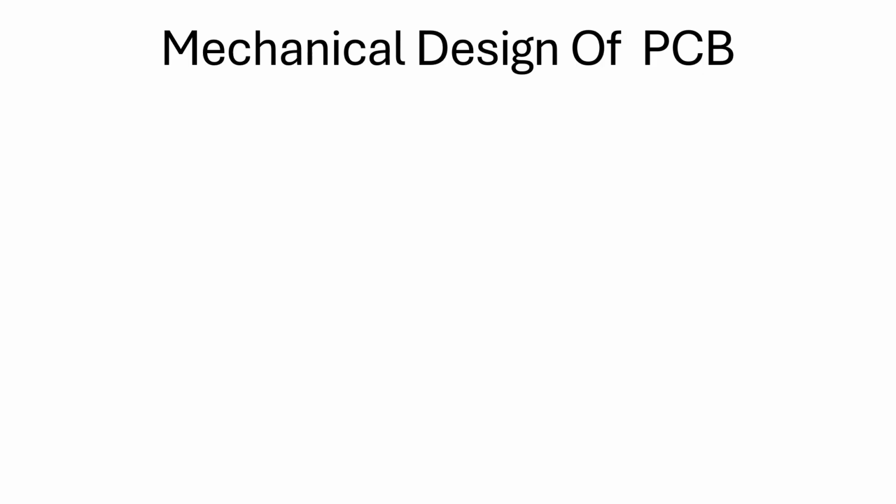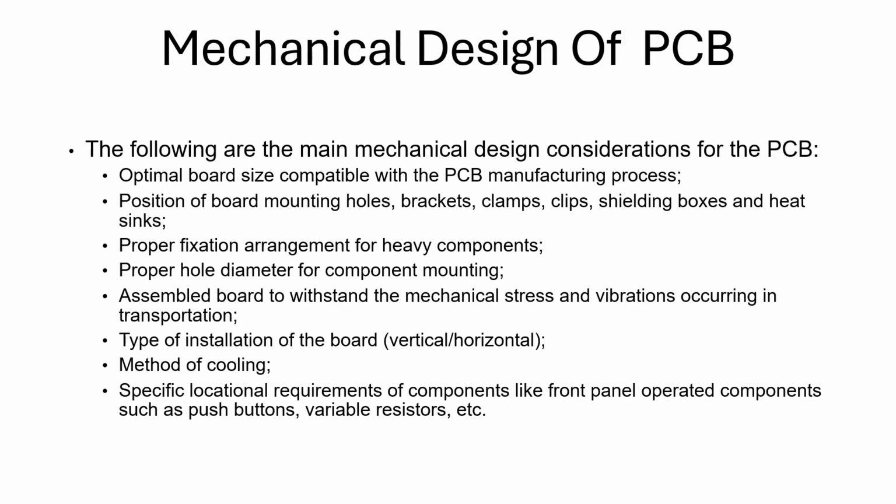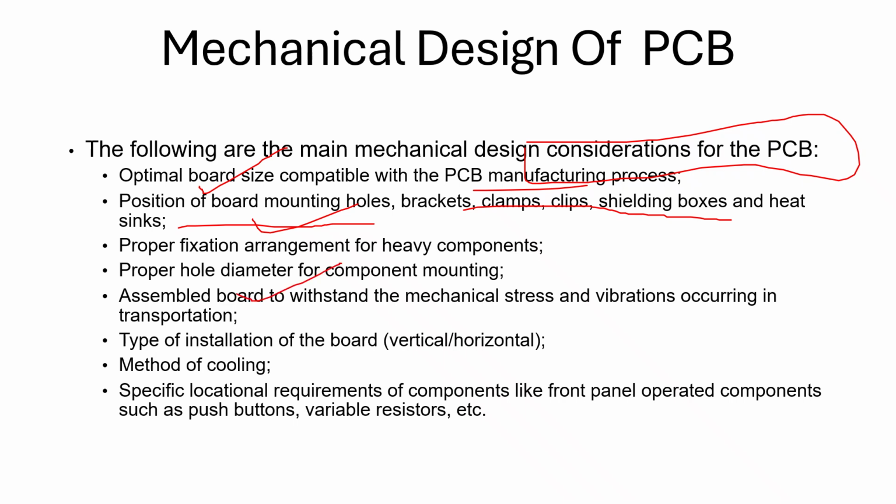Okay, then the mechanical design of the PCB. Here are the mechanical design considerations. What are they? Point number one, optimal board size compatible with the PCB manufacturing process. Then the position of the board, mounting holes, brackets, clamps, clips, shielding boxes and heat sinks. Then proper fixation arrangement for heavy components, proper hole diameter, the type of installation of the board, and the method of cooling. Everything will matter, right?